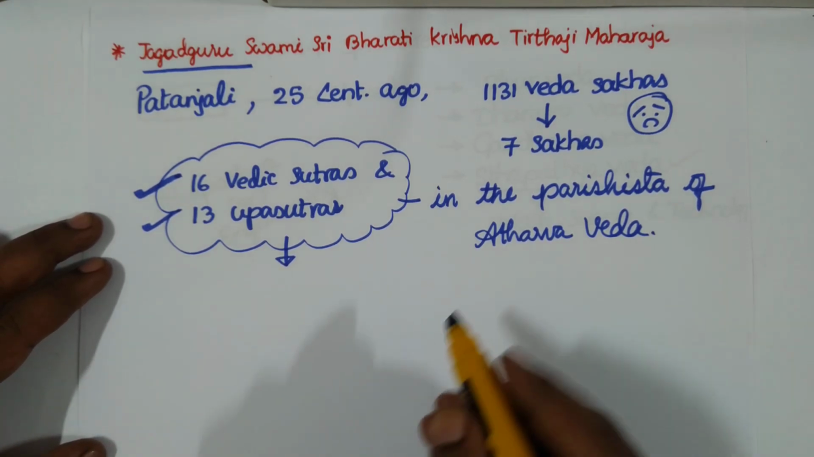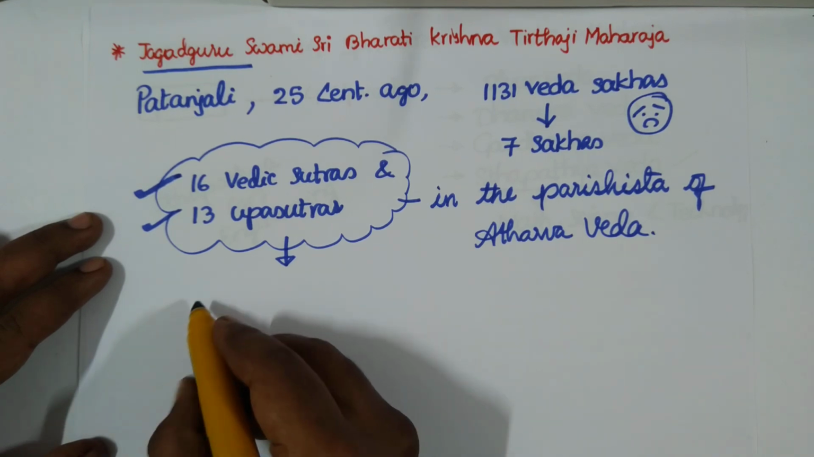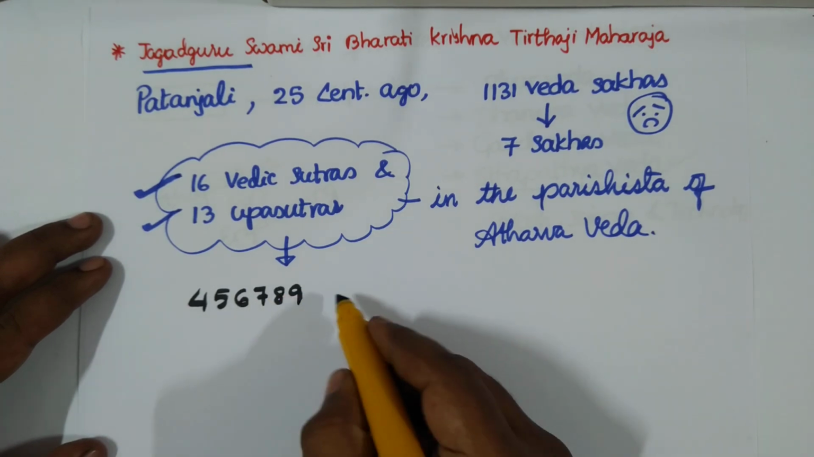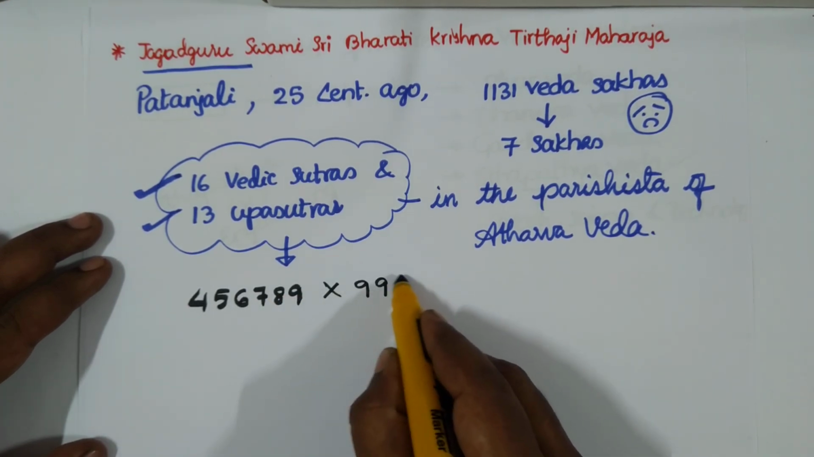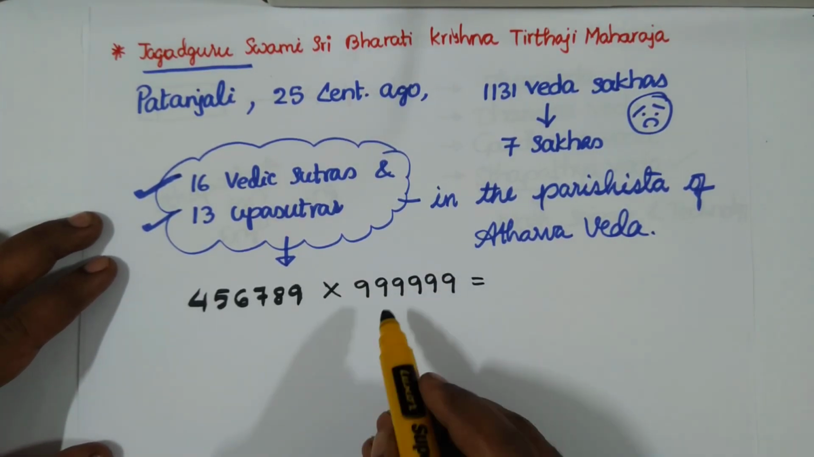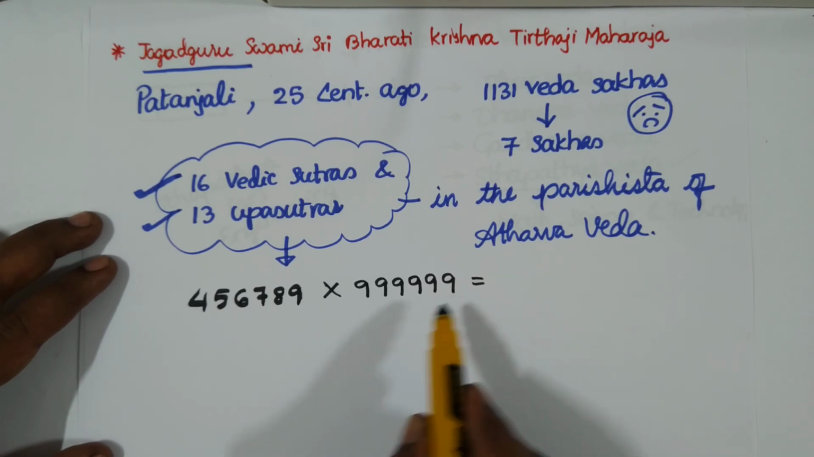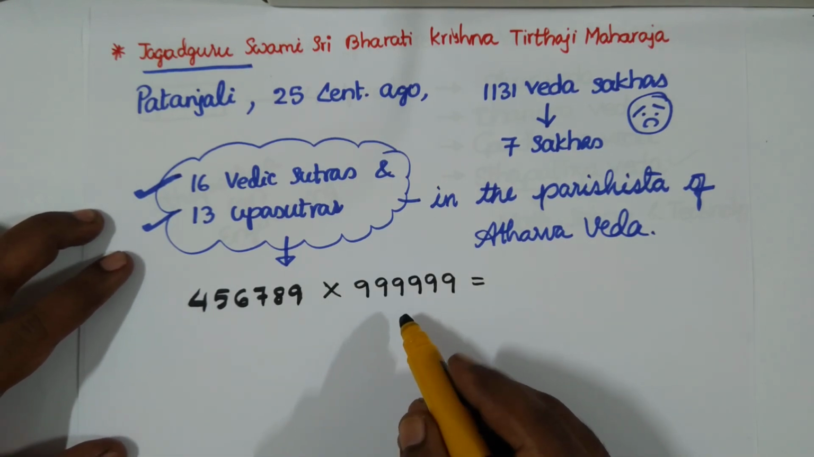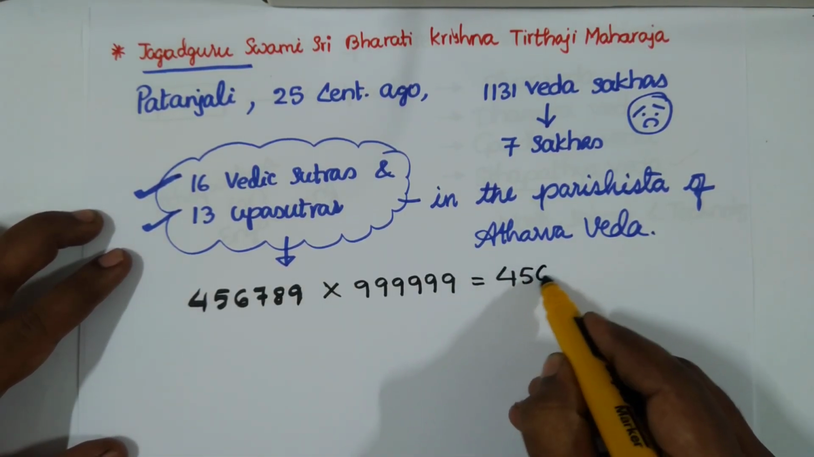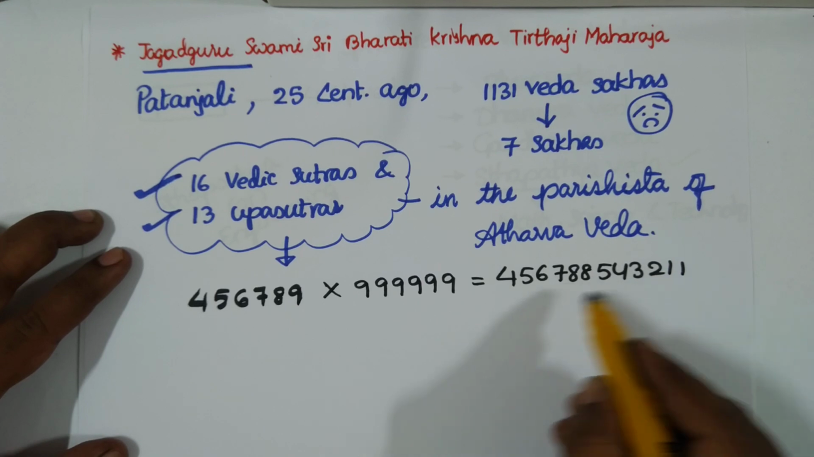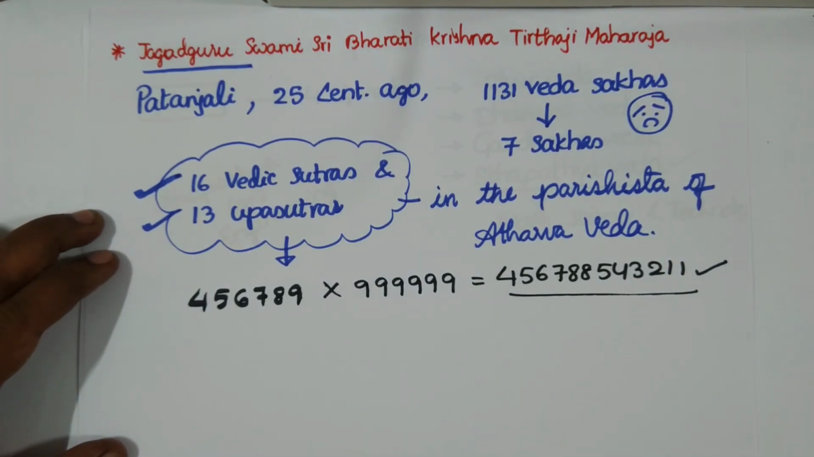Now if you want to appreciate this Vedic mathematics, let's take for example 456789 multiplied by, say, 6 nines as the multiplier. In the multiplier we have 6 digits, and in the multiplicand also 6 digits. Now if you try to multiply these two, what answer are we going to get? See, no time: 456788 543211. This is the answer. You can take your calculator and check it out. You will definitely get the same answer.